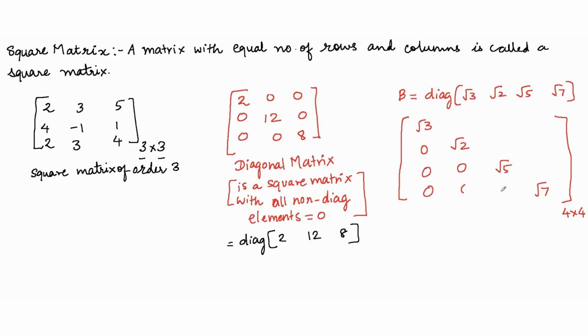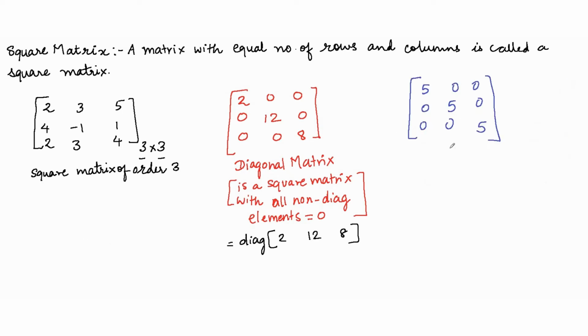So that's why writing this as diag of root 3, root 2, root 5 and root 7 would be a shorter way of representing this particular matrix. So such matrices are called diagonal matrices. Now let's take up the scalar matrices.